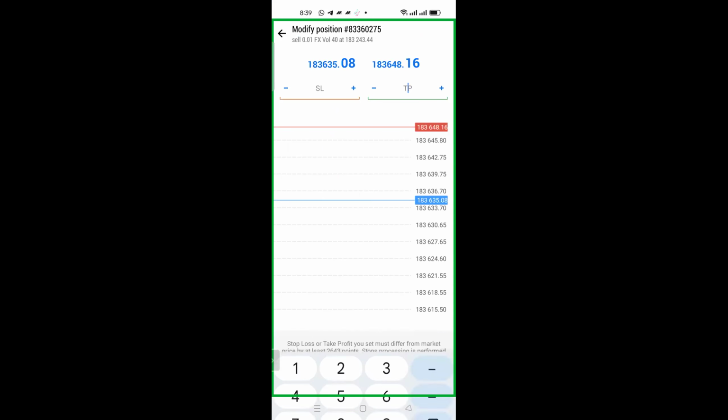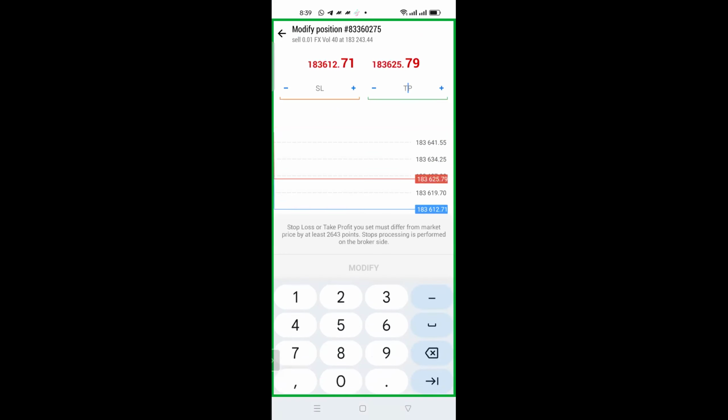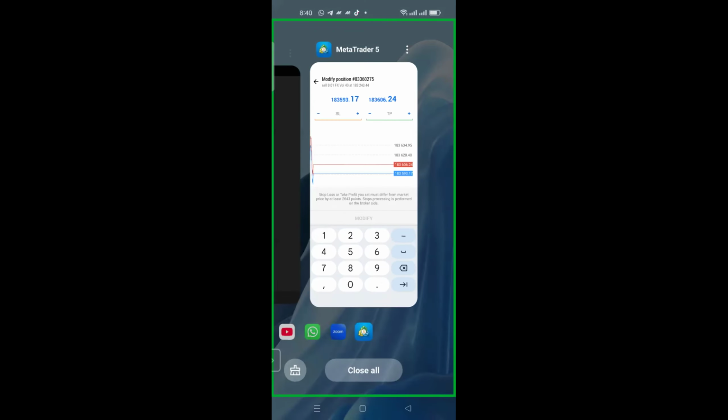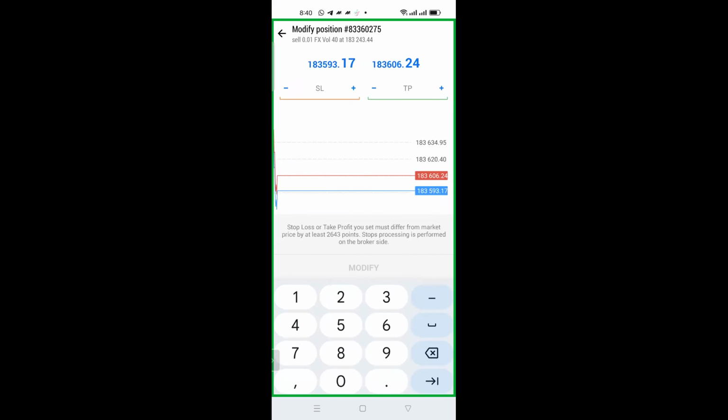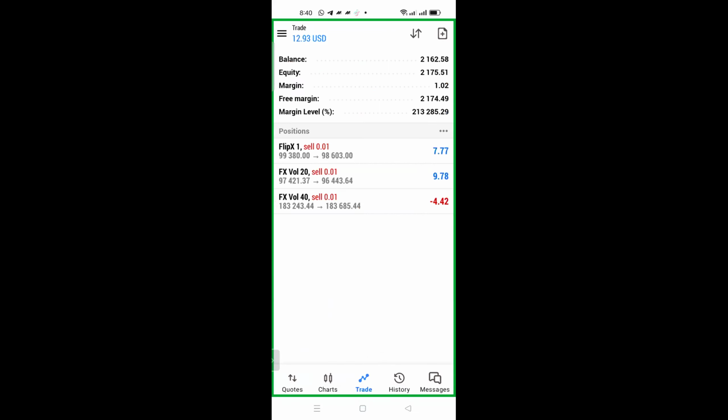So can someone give me the take profit and stop loss? The stop loss is 174. 17 what? 174. Okay. 8. Dot 42. No, it can't be. 6. That is the take profit. Don't worry.